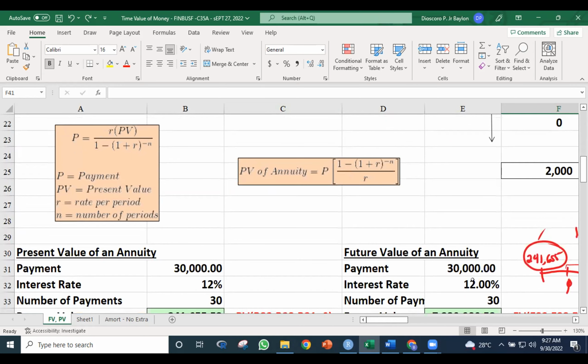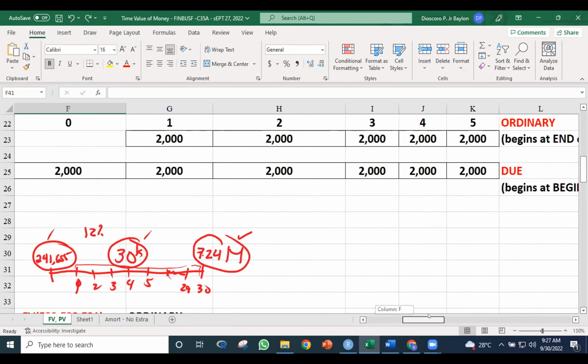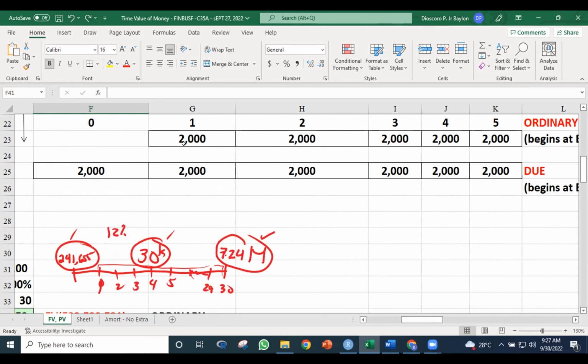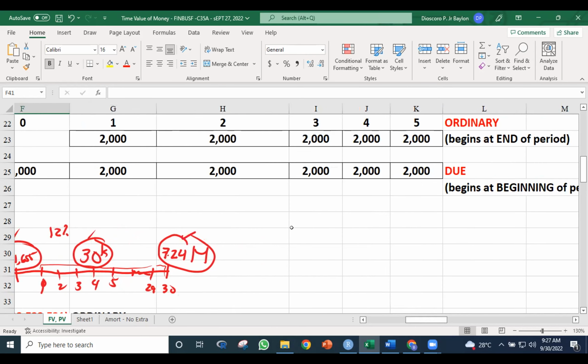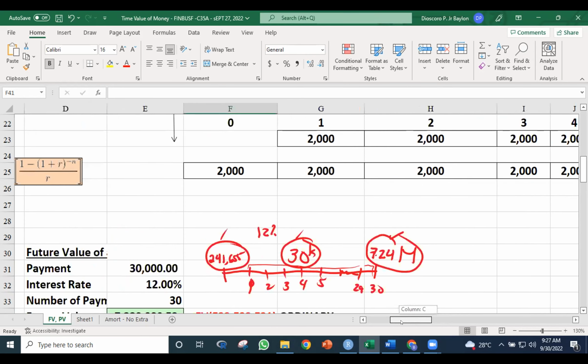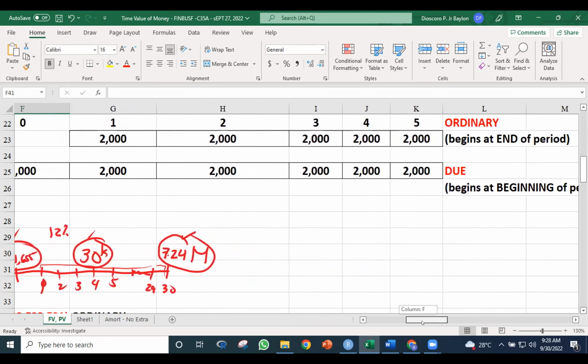Then last time we looked at an annuity, and we said that an annuity is a uniform stream of cash flows. Here you have an annuity of 2000 for 5 years. There are two types of annuities: annuity ordinary and annuity due. Annuity ordinary starts at the end of the period, while annuity due starts at the beginning of the period.